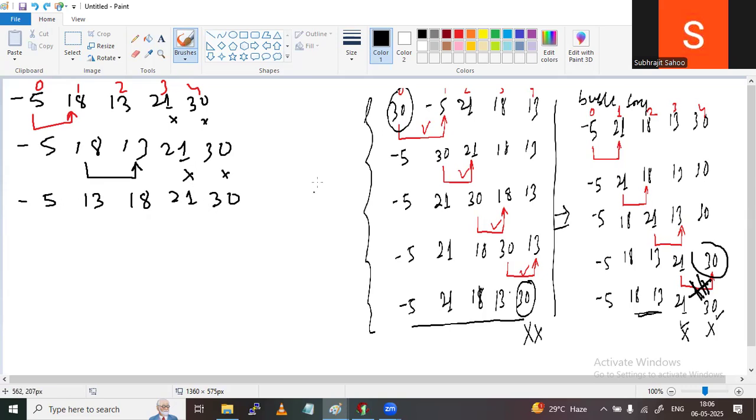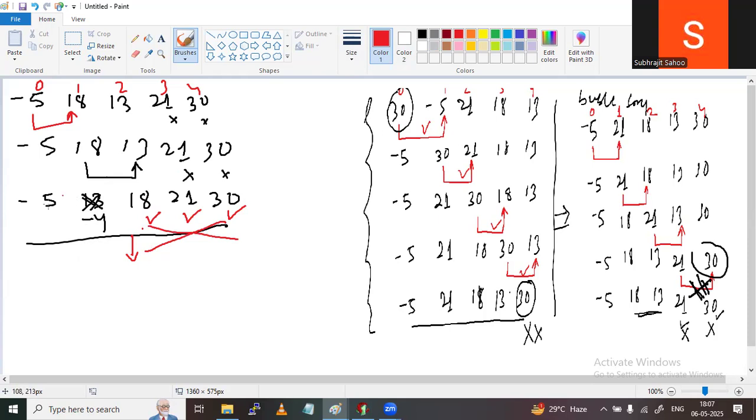It is sorted. Sir, how many attempts? 3 attempts. But maybe here in place of 13, some number like minus 4 will come. In that case, I have to do one more attempt. In place of 13, suppose minus 4 came, so one more attempt I have to do. What is that attempt? I have to check once again. That means after the third attempt, 18, 21, and 30 are at their proper positions. When I go for the next attempt, I will ignore these 3.